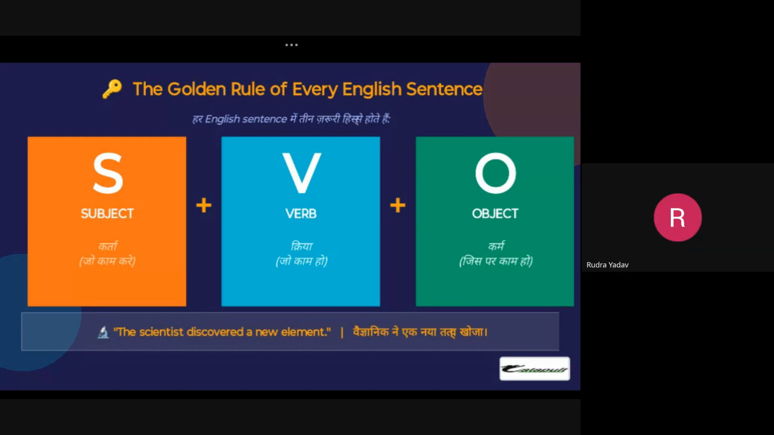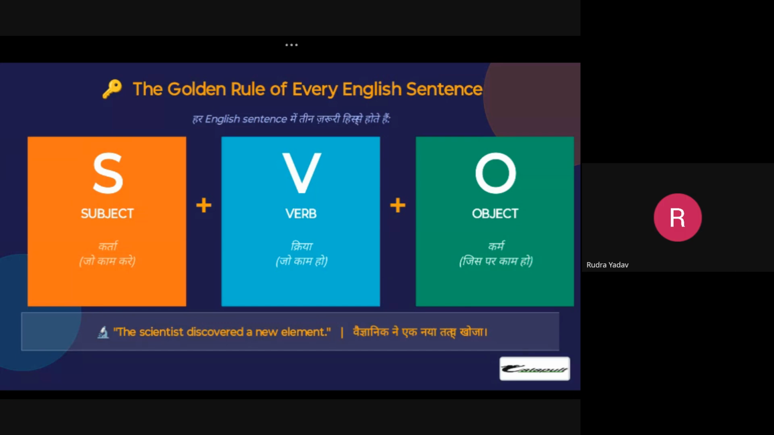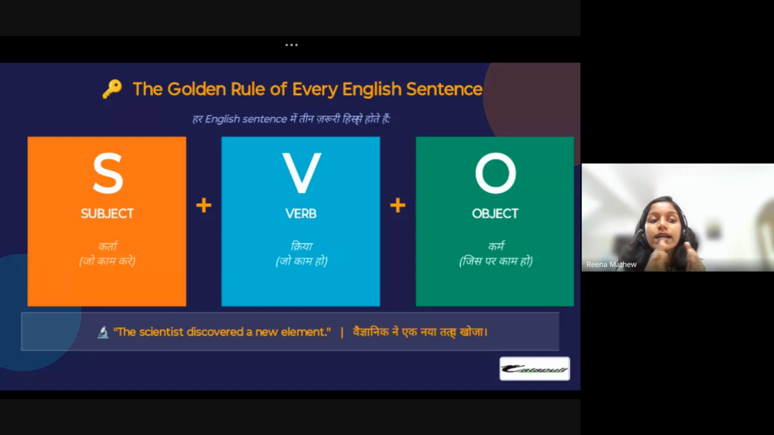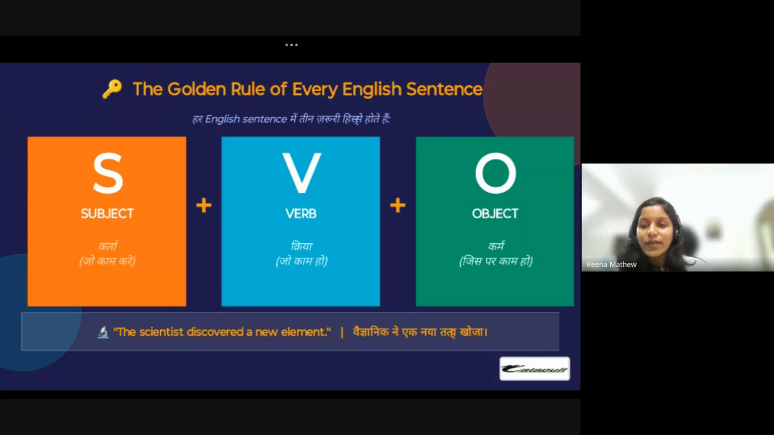The basic format of a simple English sentence is this. We have the subject, verb and the object. Subject is the karta, the one who does the work. Verb is the kriya, the work that happens. And object is the karma, on which the work is done. So look at this sentence: The scientist discovered a new element. The boy runs fast. That is an example of a simple sentence.